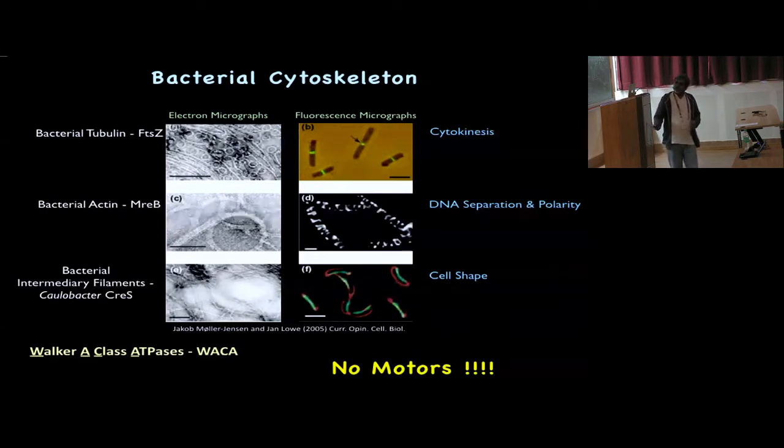And there is another class of ATPases known as Walker A class of ATPases, which also perform cytoskeletal functions in bacteria. But of course, one thing that is missing or probably not needed or not necessary in bacteria is the motors. We don't have anything in bacteria so far.